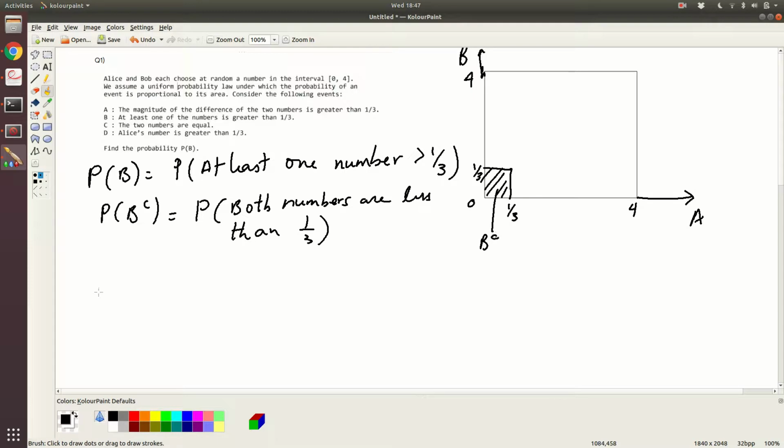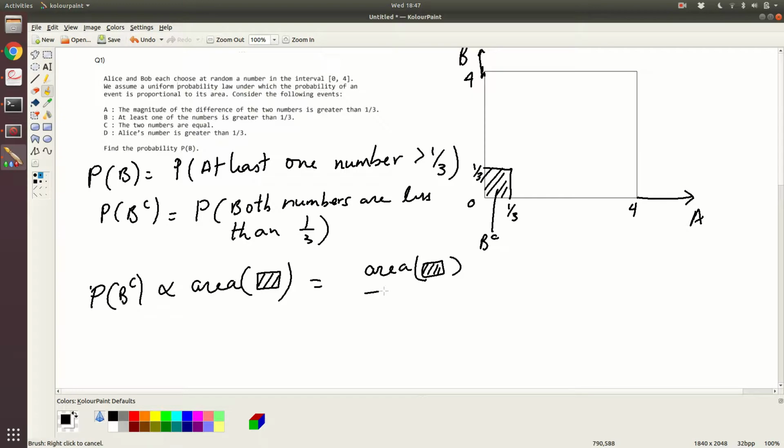Okay, so what is the probability of B complement? That is proportional to the area of the shaded figure. Now what is it exactly equal to? That is equal to the area of the shaded figure divided by the total area. Total area is 4 square, right? So area of a square, 4 into 4. Okay, so what is the area of the shaded figure? 1/9. 1/9 divided by 16, which is 1/144.